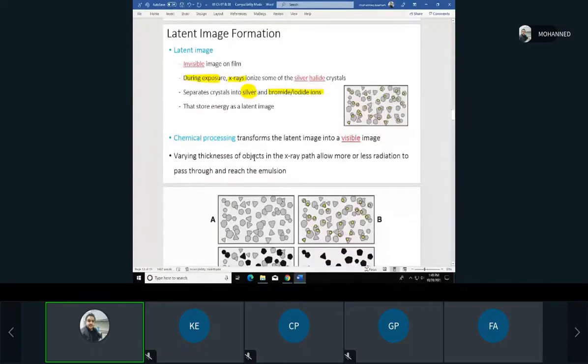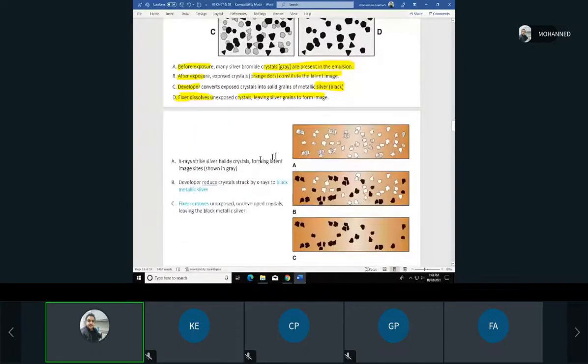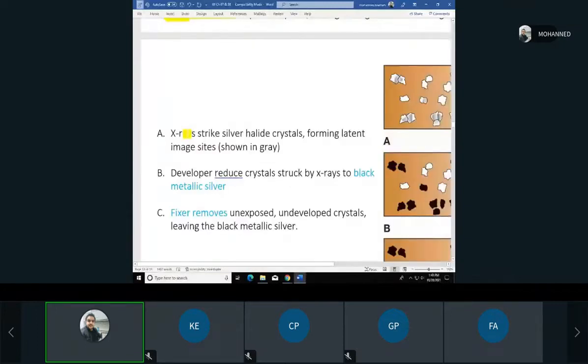Anyway, that's another picture explaining the same process. So that's when the X-ray hits the crystals, forming the latent image, and then the developer would make them black, and then the fixer would clean up all of the unexposed crystals, and then will only leave the image for us.